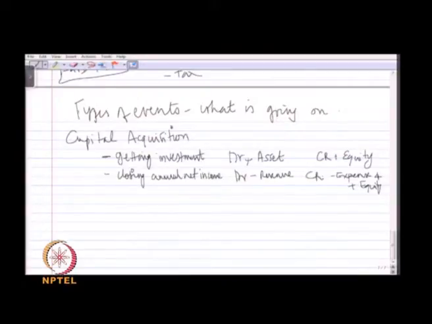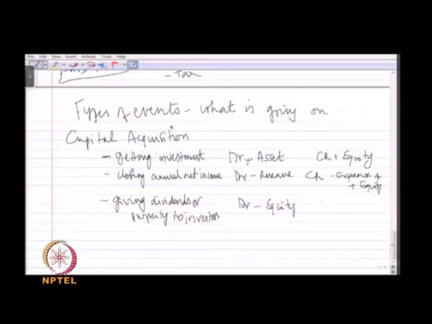Or let us say one of your activities was giving dividends or property to investors. Then this is a reduction in equity, and to that extent whatever is the dividend amount you pay reduces the cash. Or you give a property, then it could also be a reduction in the equipment.